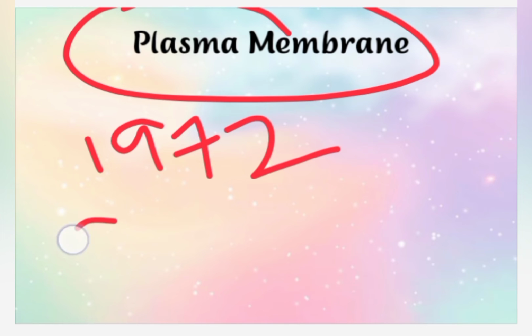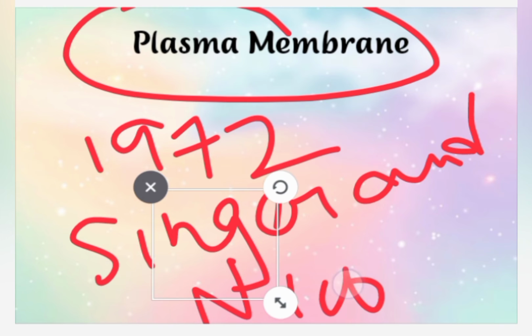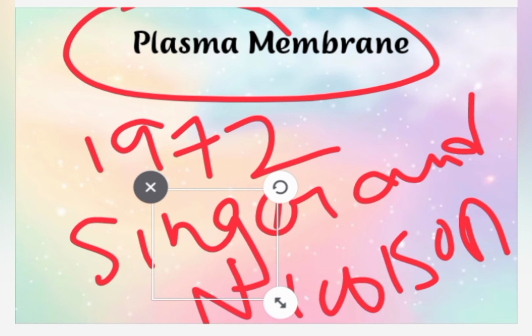Now talking about the plasma membrane on a generalized basis, like how we came to know about the existence of plasma membrane. There was a model in 1972, given by Singer and Nicholson. They gave a model called the fluid mosaic model, and the statement given by them was: proteins are like icebergs in the sea of lipids.